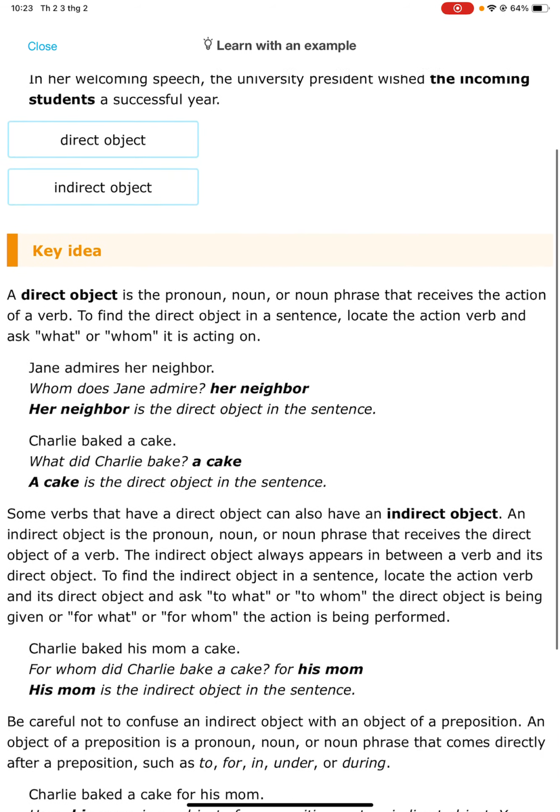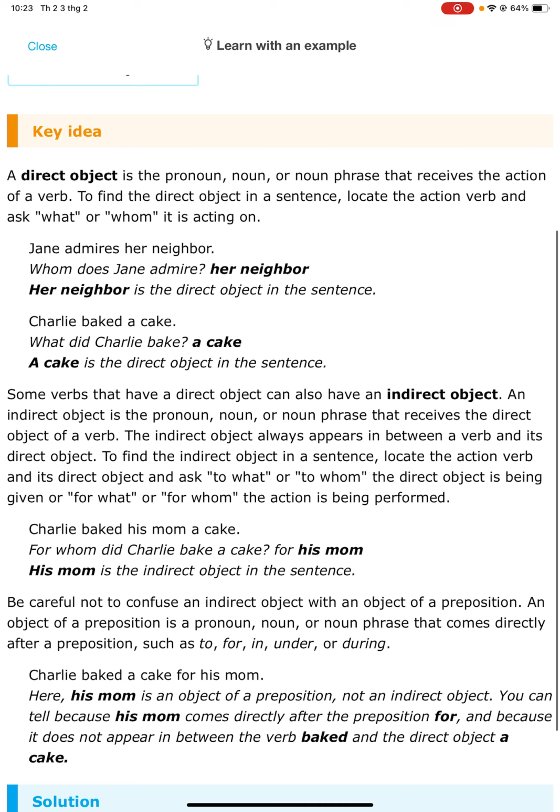Let's talk about direct and indirect objects. A direct object is a pronoun, noun, or noun phrase that receives the action of a verb. To find the direct object in a sentence, locate the action verb and ask what or whom it is acting on. For example, Jane admires her neighbor. Whom does Jane admire? Her neighbor. Her neighbor is the direct object in the sentence.